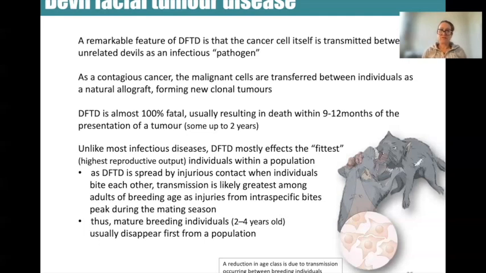As DFTD is spread by injurious contact when individuals bite each other, transmission is the greatest amongst adults of breeding age, as injuries from intraspecific bites peak during the mating system. So this is why it's affecting the fittest and most desirable individuals first. Mature breeding individuals of 2 to 4 years of age are usually those that are disappearing first from a population.